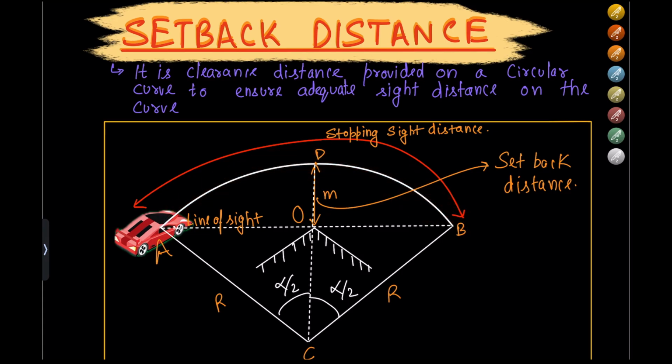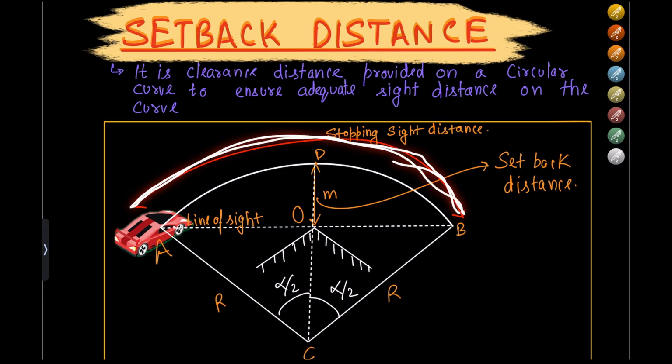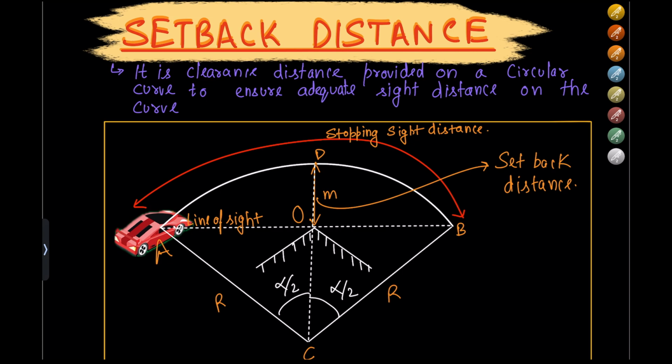And for that, the stopping sight distance, as we calculated earlier, is the total distance available for the vehicle to stop. If there is some building over here, there needs to be a fixed distance ensured so that the building is away from the road. This distance is known as setback distance. So that is what is said in the definition.